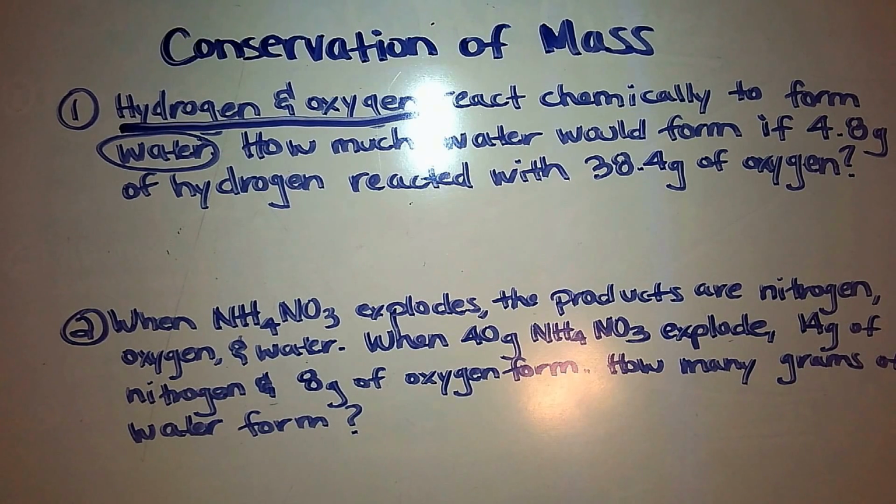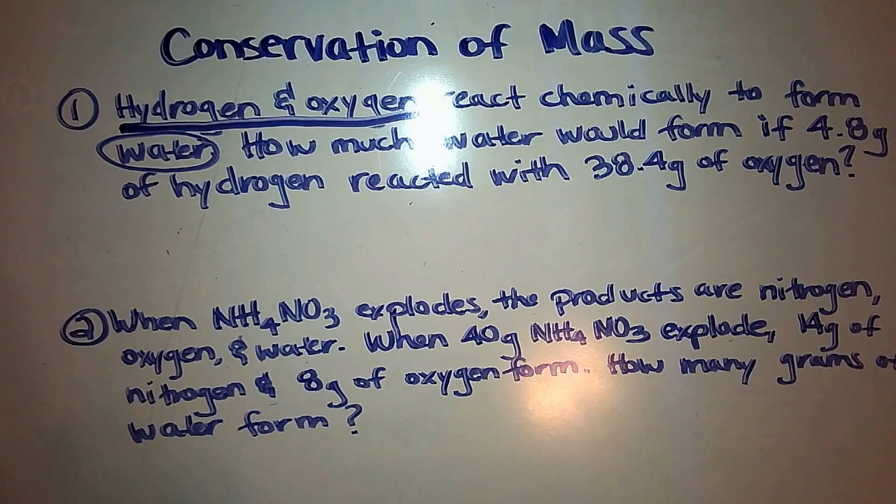Now, as you may remember from class, the law of conservation of mass states that in a chemical reaction, mass is neither created nor destroyed. So what that meant for us was that the mass of our reactants, or what we started with in the beginning of the chemical reaction, will equal the mass of our products, or what we end with. So let's look at two examples together.